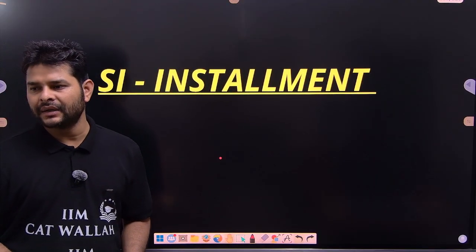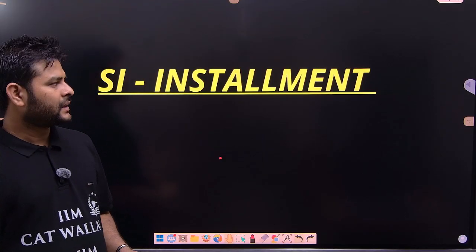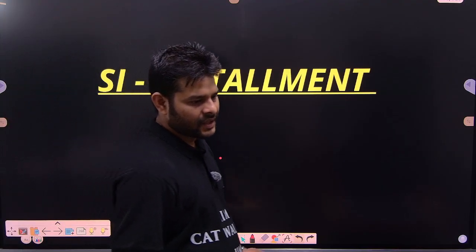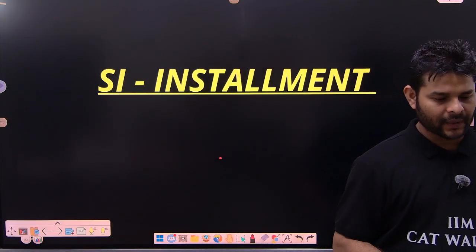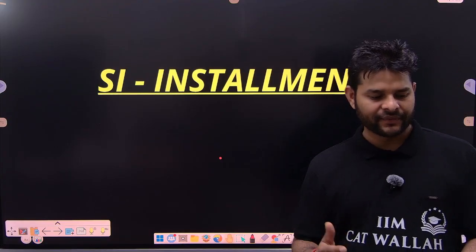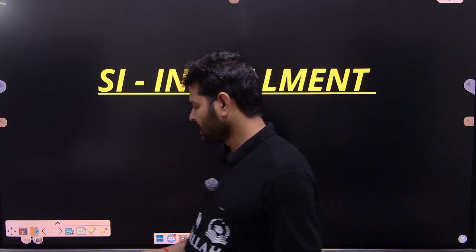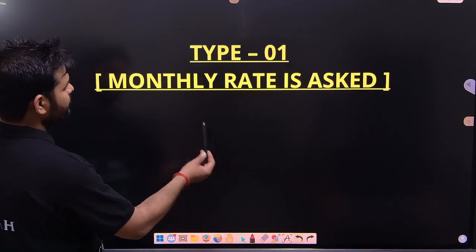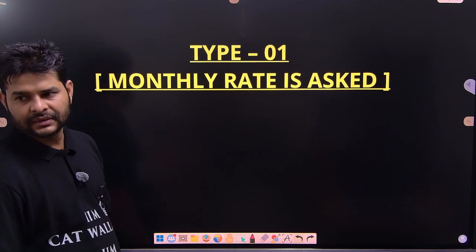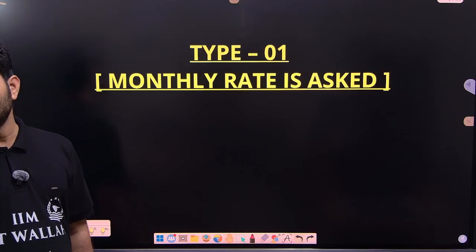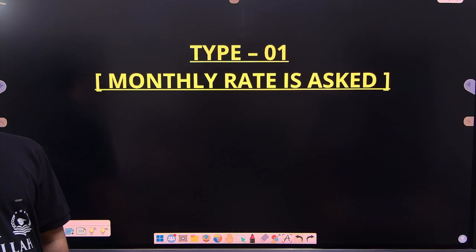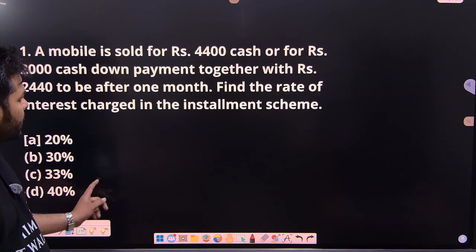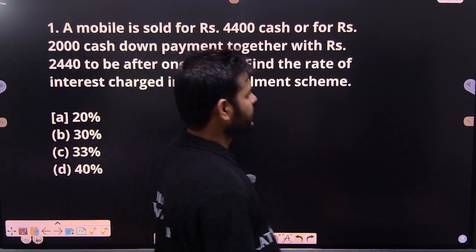We are going to start the installment part, the last type of SI. There are four parts in installment, and we will discuss them one by one. In the first part, the monthly rate is asked. You would have been given all the rest of the things, but the monthly rate of interest will be asked. So first question, take a look over here and invest your time.